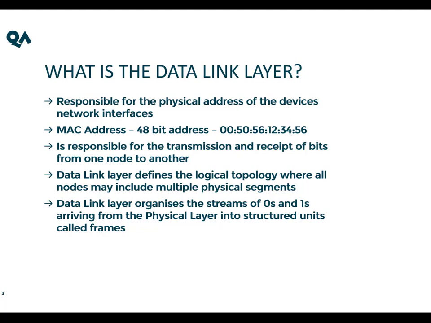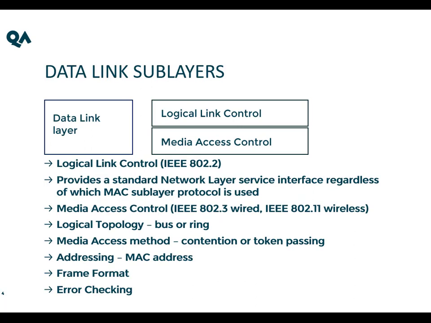If we have a look at this, we can see that we have the data link sublayers. Within the data link layer itself, we break that further down into 2 separate sublayers. At the top we have the logical link control, which provides a standard network layer service interface regardless of which MAC sublayer protocol is used. Further down we have the media access control, or the MAC layer. The MAC layer is broken down into 2 separate standards: IEEE 802.3, generally used for wired, and 802.11, generally used for wireless.